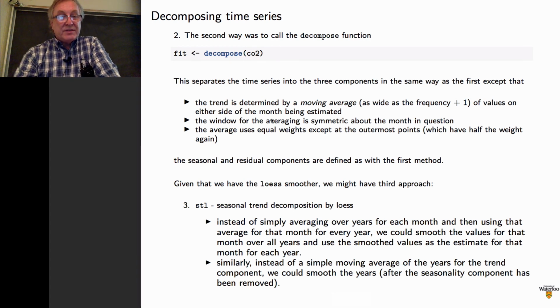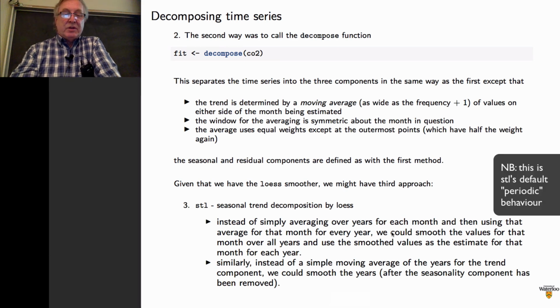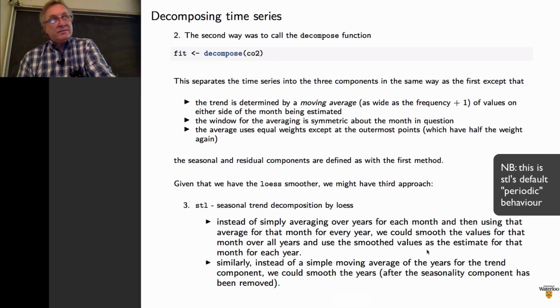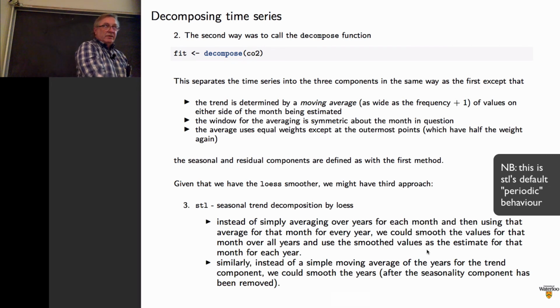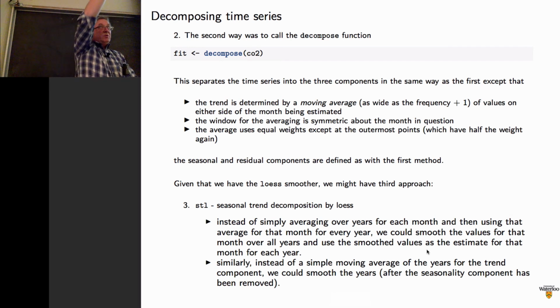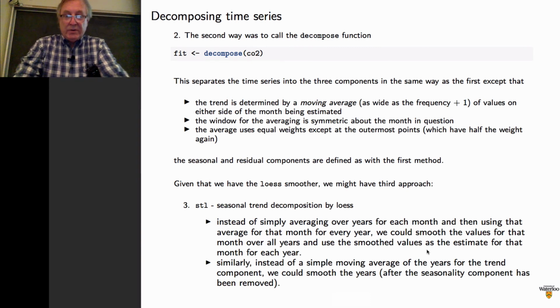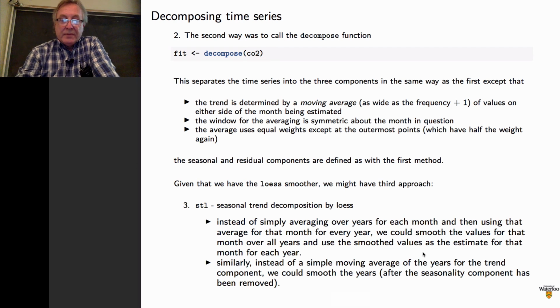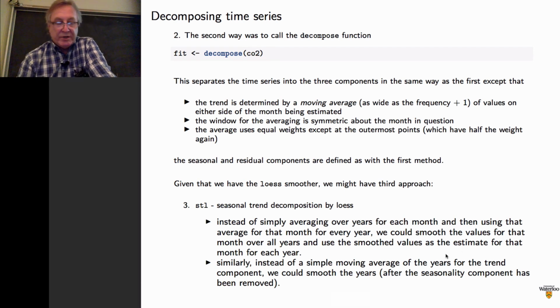What I'm going to do is that this moving average is effectively a smooth, but using a kind of boxcar, or a boxcar with shoulders, weighting function. I could use any other weighting function I want, so I could use LOESS by averaging over years for each month, and then using that average for that month for every year. So smoothing the values for that month over all years. Take a month, go over all of these and smooth that month over all the years, and use the smooth value as the estimate for that month for each year.